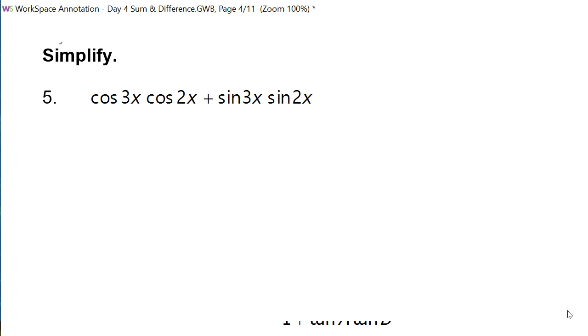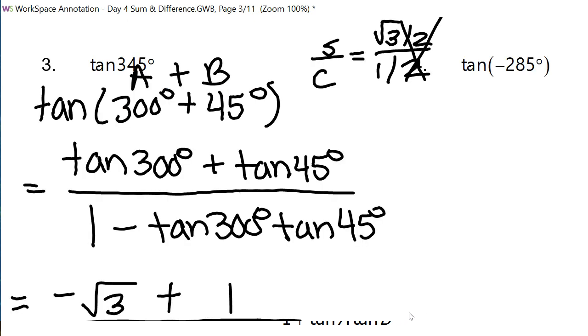Okay, next page, number 5. Now these actually will go pretty quick, and these will look really similar to some of the formulas. Did I skip one? I did, okay, so let's go back.